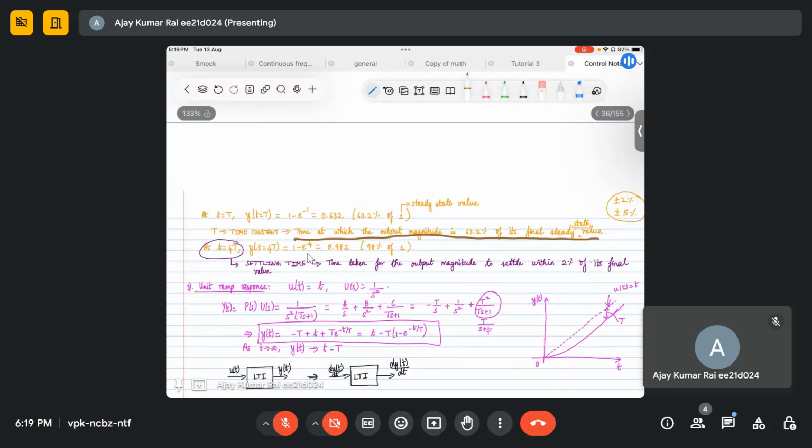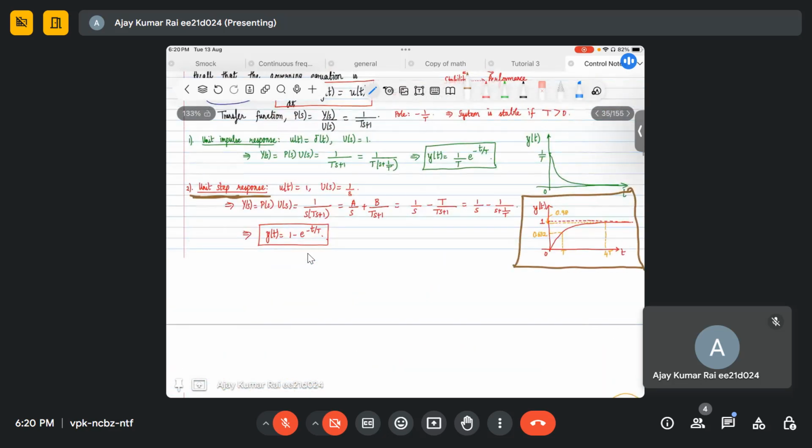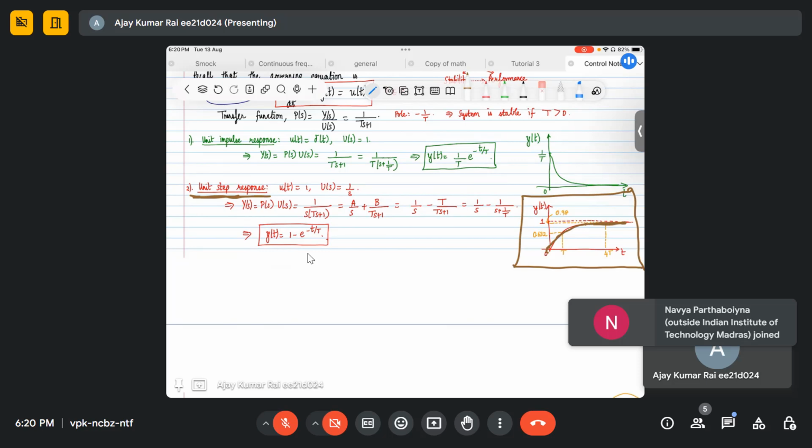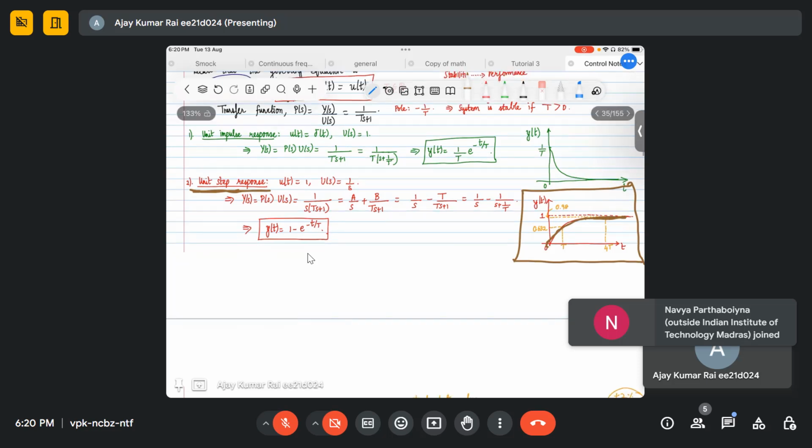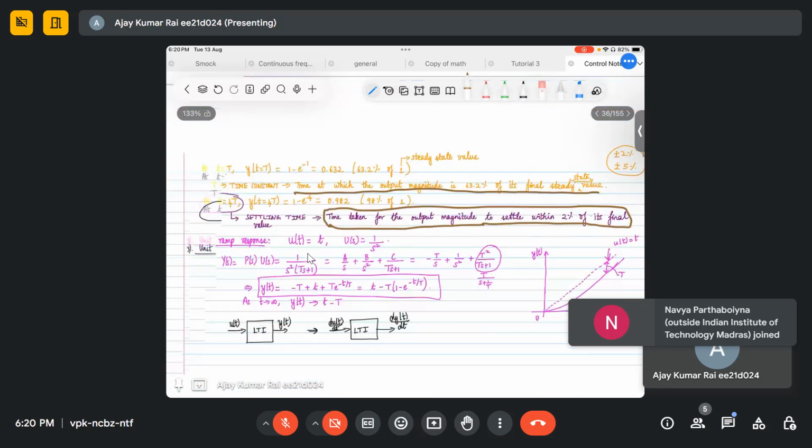And 4T is the settling time. It is the time taken for the output magnitude to settle within 2% of its final value. 2% is a very small error, so we say it has already gone to its final value. That is why we take 4T as the settling time. Settling time is where your system is settled. This is the response of the system, and we say it has settled to the final value. That's why we call 4T, or 4 tau, the settling time.